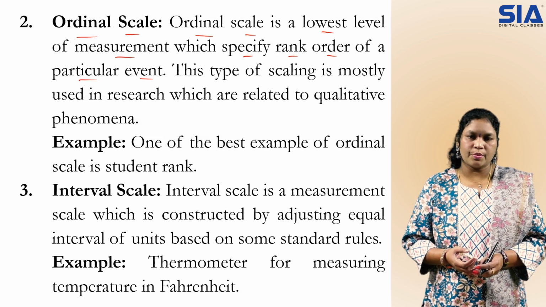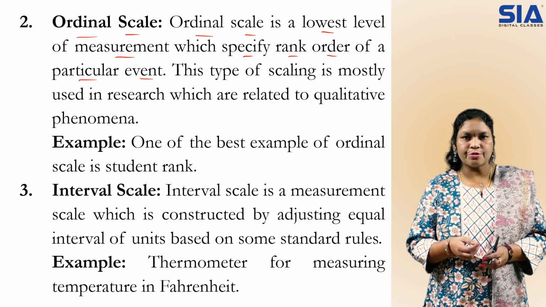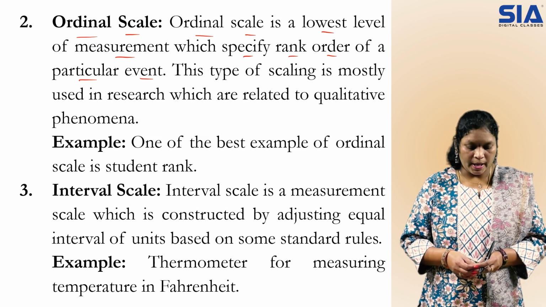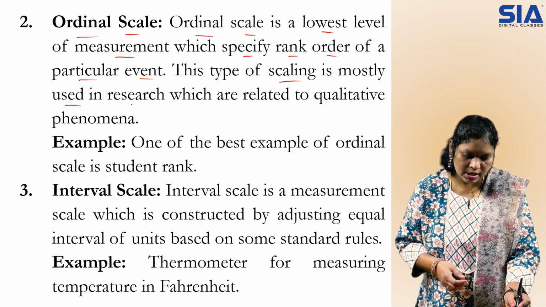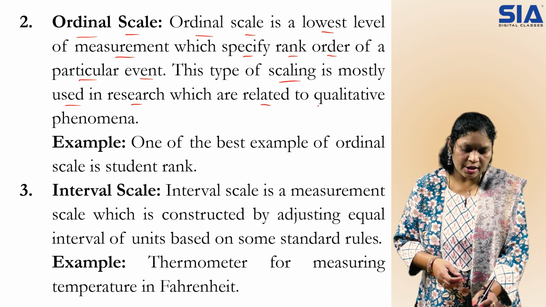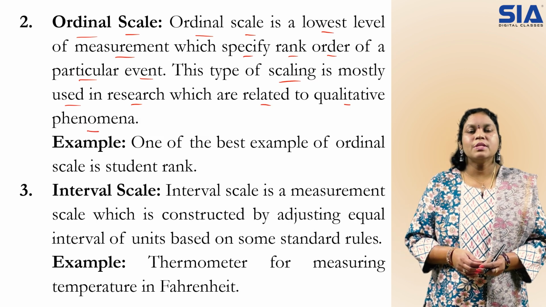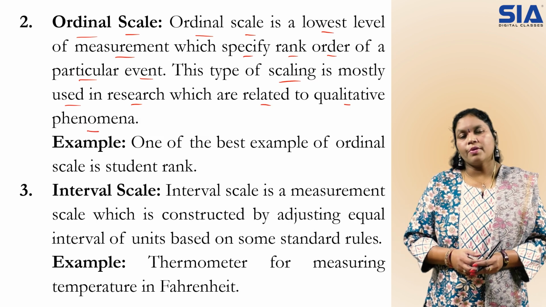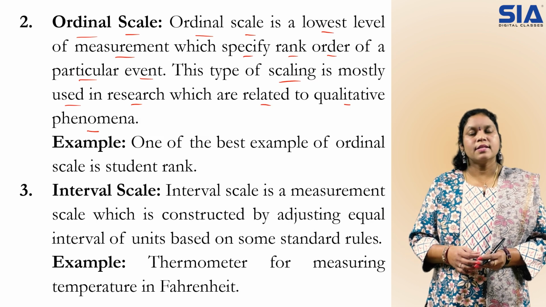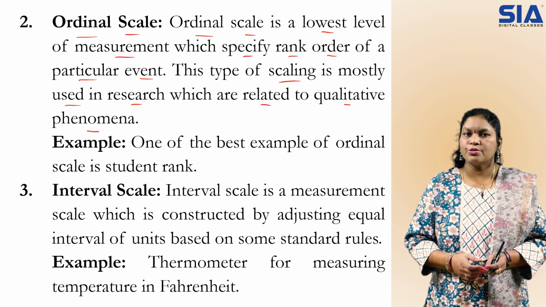So such type of data will be considered as ordinal scale type of data, and we try to sort it using non-parametric tests. This type of scaling is mostly used in research related to qualitative phenomena. Obviously, ranks mean we'll compare things, like attributes type of data. If qualitative data is there, then only this ranks type of information is useful.